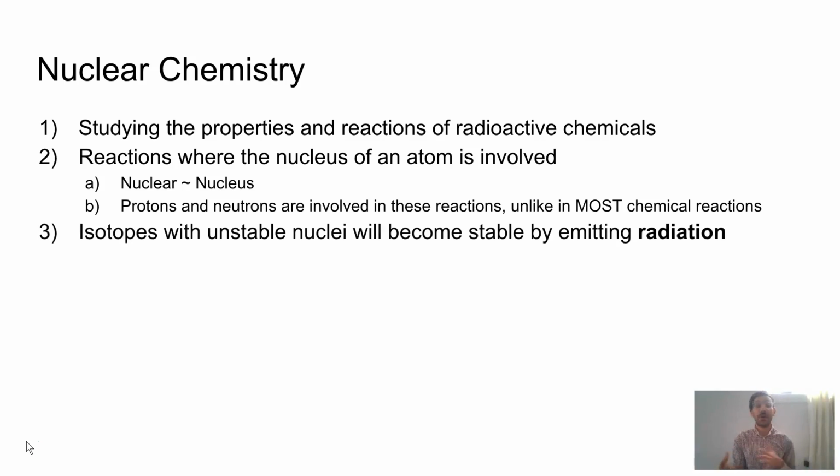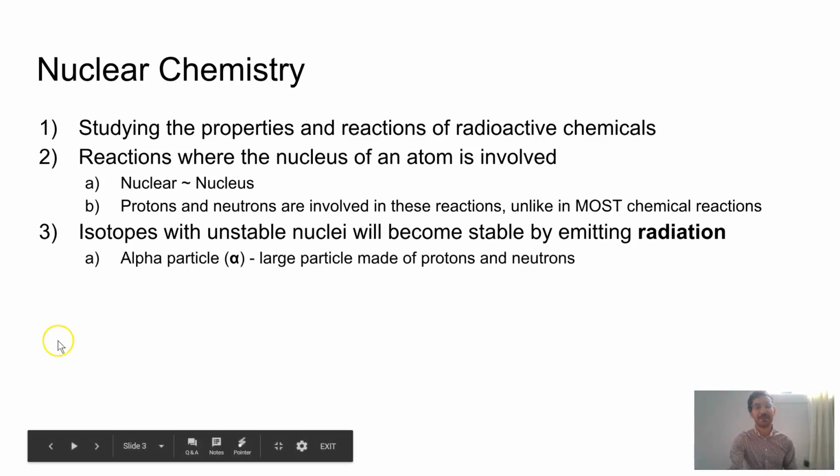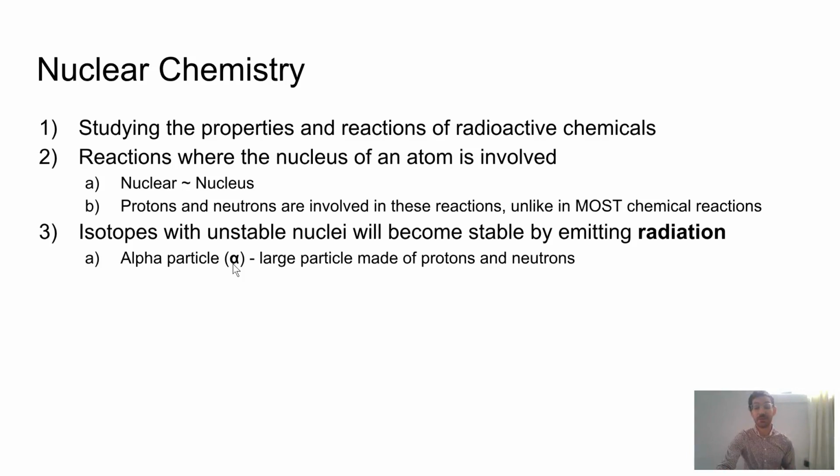So isotopes with unstable nuclei will become stable by emitting radiation. This would be those different types of particles that I mentioned we'll talk about later. Or talk about them now. The alpha particle, which is represented by this Greek symbol alpha, which looks like a little fishy, is a large particle that might be emitted, and it is made of protons and neutrons.